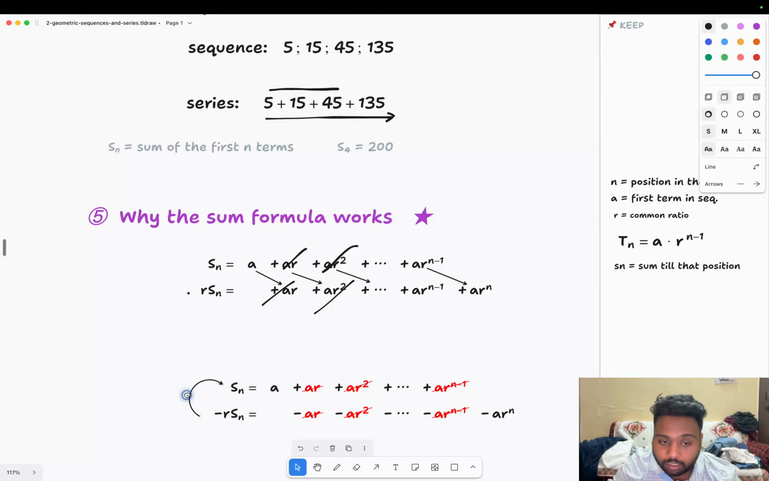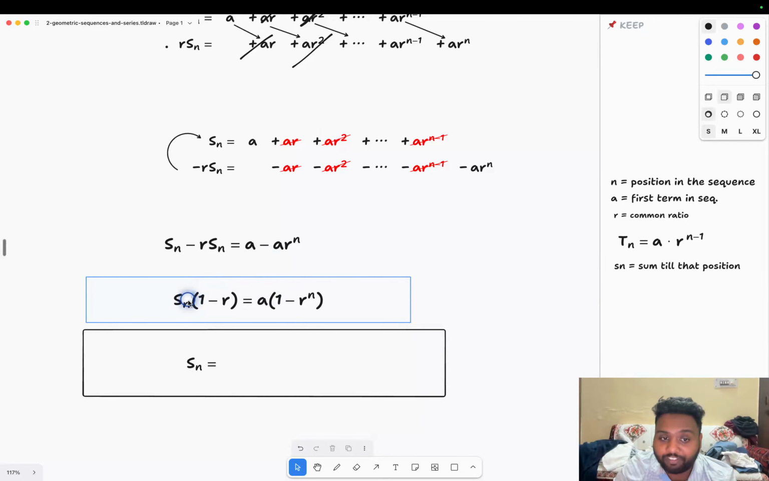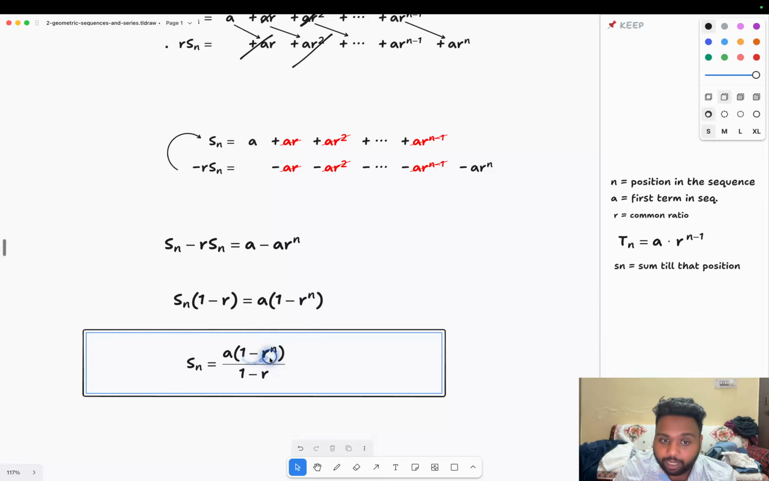Now when I do Sn minus R Sn, what I get is just this term and this term. And this is my final result: Sn minus R Sn is equal to A minus A R to the power of N. Now can we take Sn common and write it like this, 1 minus R common out? We can also bring out A as the common one. And now my formula for Sn is going to be A times 1 minus R to the power N, divided by 1 minus R. This is what my formula for Sn looks like.